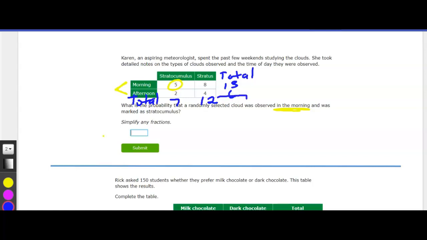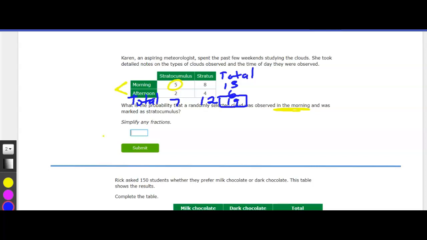Now, we've got to figure out our grand total, which would be right here. Let's check it both ways. 13 plus 6 is 19, and 7 plus 12 is also 19. So we know that our grand total is 19. So that may be what we need. I may have done too much work, but we're just going to reread the question.